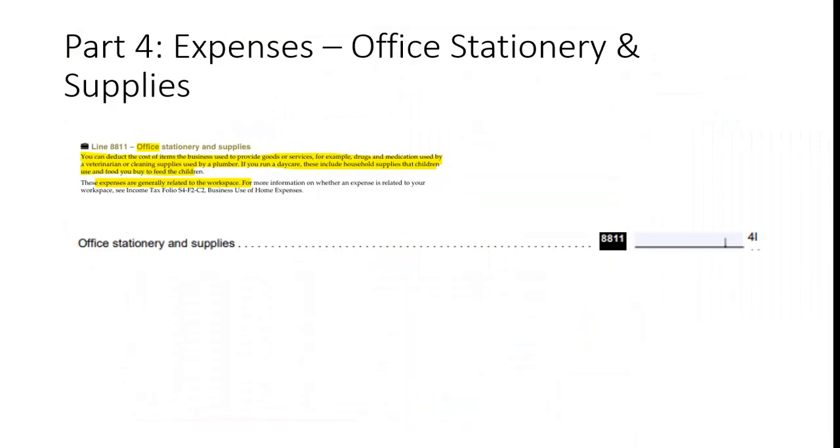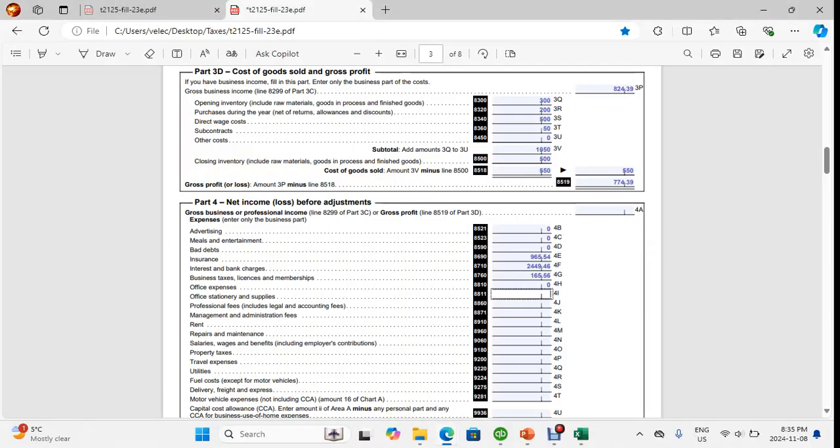And then you have your office stationery and supplies. When it comes to office stationery and supplies, you can deduct the cost of items the business used to provide goods or services, for example, drugs and medication used by a vet, or cleaning supplies used by a plumber. These expenses are generally related to the workspace. So let's say your office stationery and supplies is $17.31.